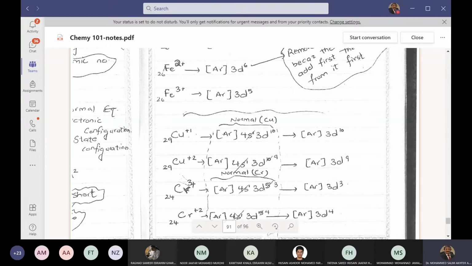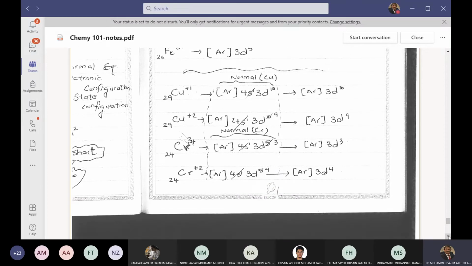So I have chromium 3 plus. Don't do 24 minus 3 and start writing. No, no, no. Write down the normal configuration, Ar 4s1 3d5. I have 3 plus, meaning 1 from here and 2 from here, so the remaining is 3d3. Like this.